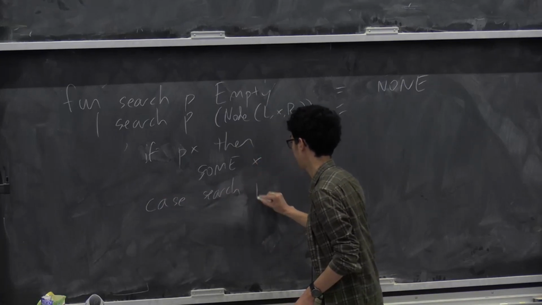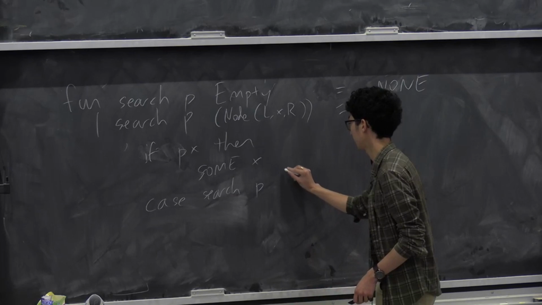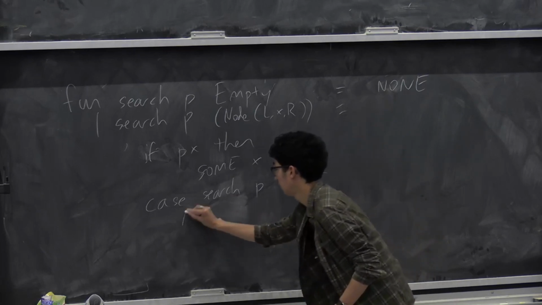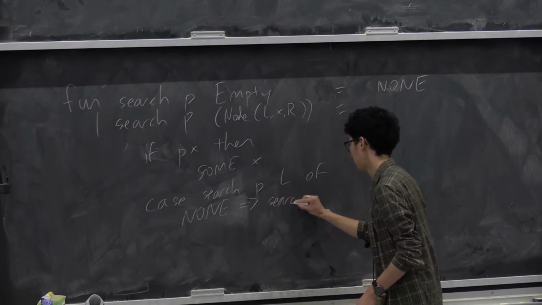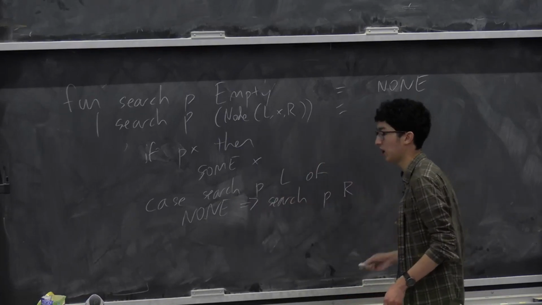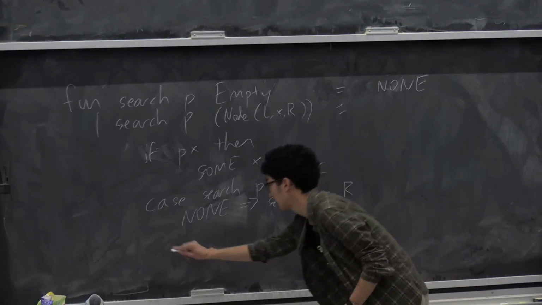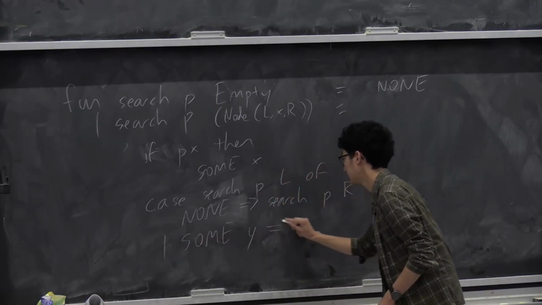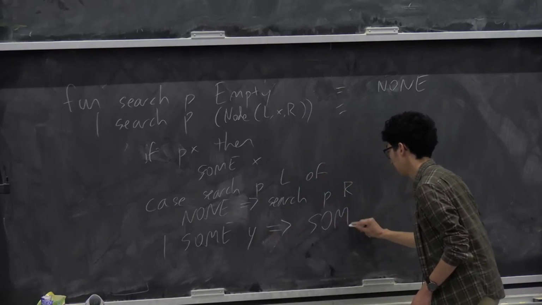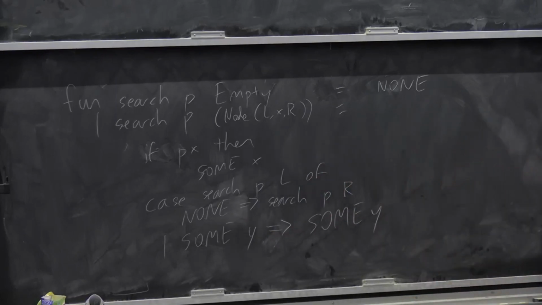Case search P L of none, search P R. This is not an in-order search. It's a pre-order search, actually, but it doesn't matter. And if it's some y, I return some y. This should be search. Okay, let's follow the algorithm. This is my original function.